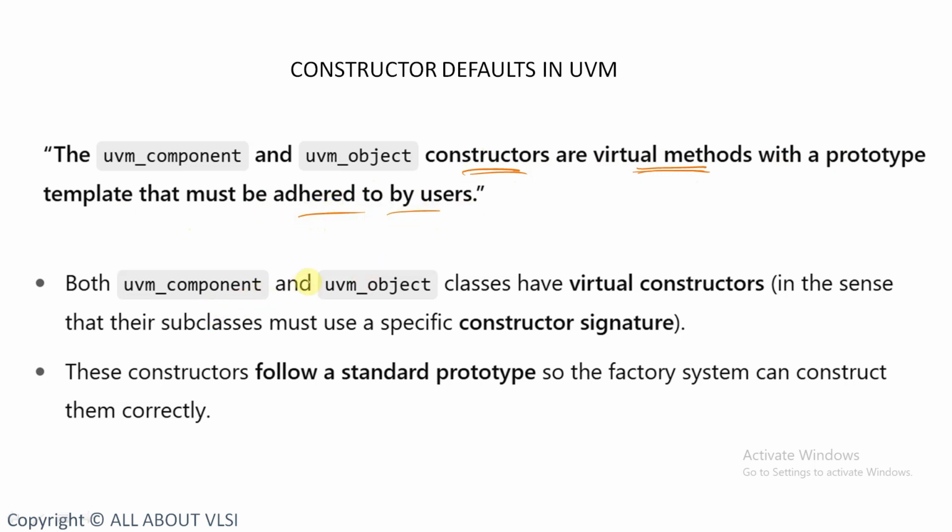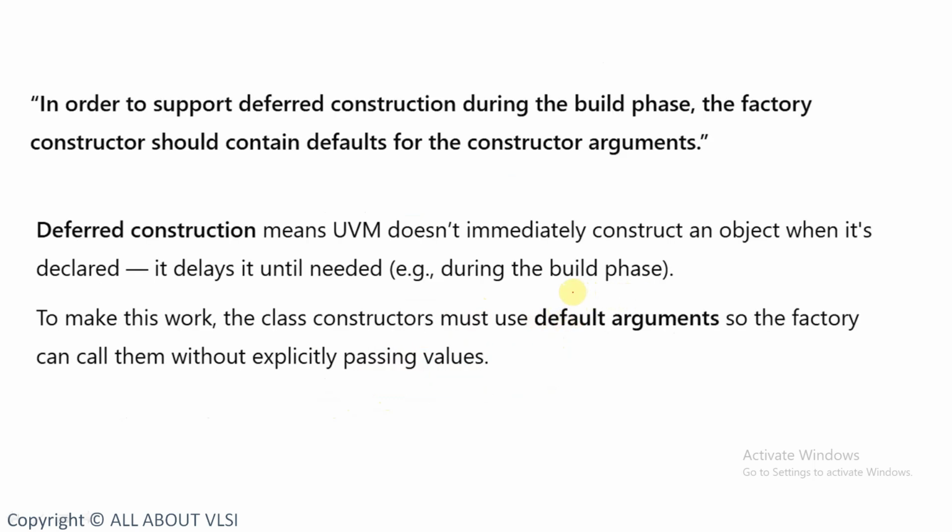So basically, both the UVM component and object classes have virtual constructors in the sense that their subclasses must use a specific constructor signature. These constructors follow a standard prototype so that the factory system can construct them correctly. The constructor new will have only specific arguments that the user should always give. In order to support deferred construction during the build phase, the factory constructor should contain defaults for the constructor arguments. What is meant by deferred construction? That means UVM doesn't immediately construct an object when it's declared, it delays it until needed.